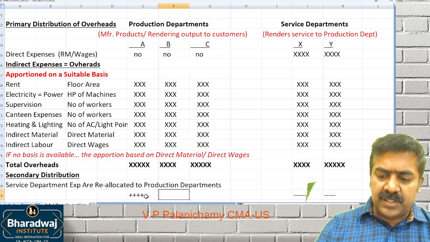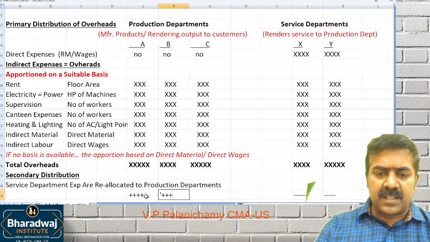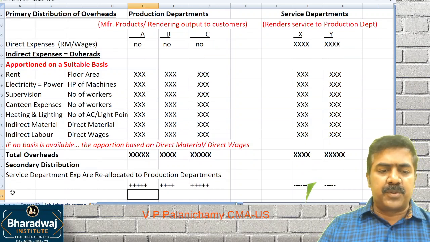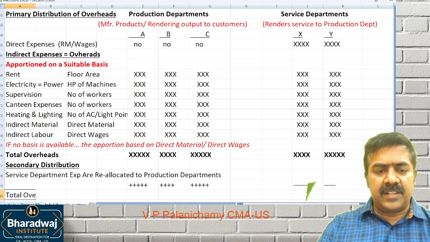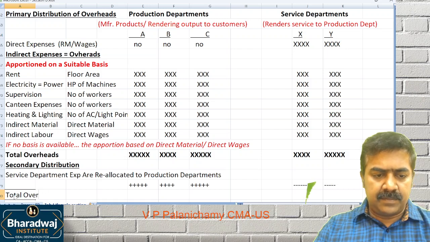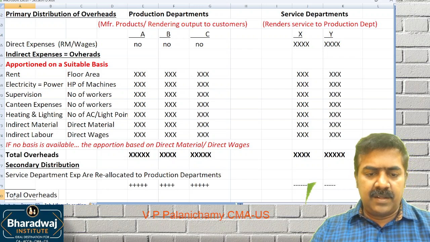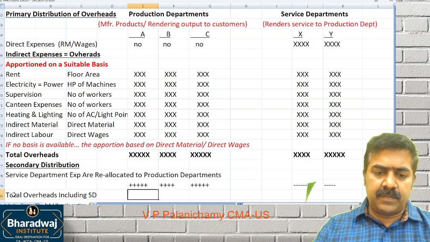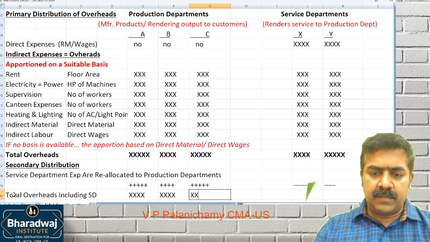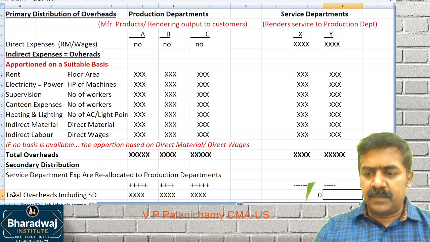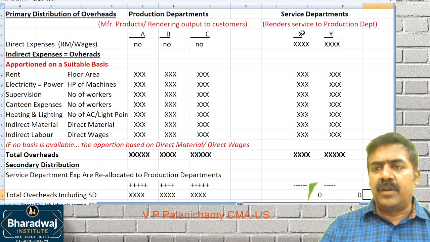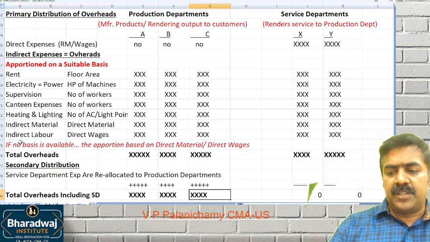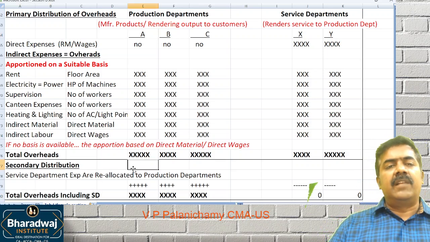Sir, what is the basis of allocation? Depending upon how much of the services are availed or used. How will you allocate this? Depending upon the proportion of services used. If you allocate, you will get total overheads, including service department. So this will become 0, because we are going to reallocate the service department cost to the production department. So total overheads will become 0.